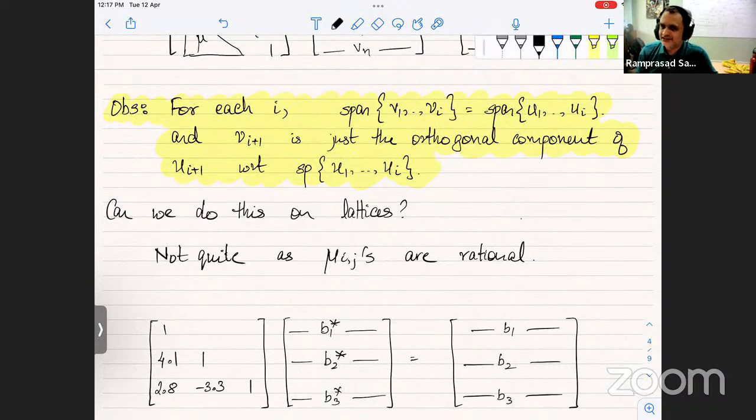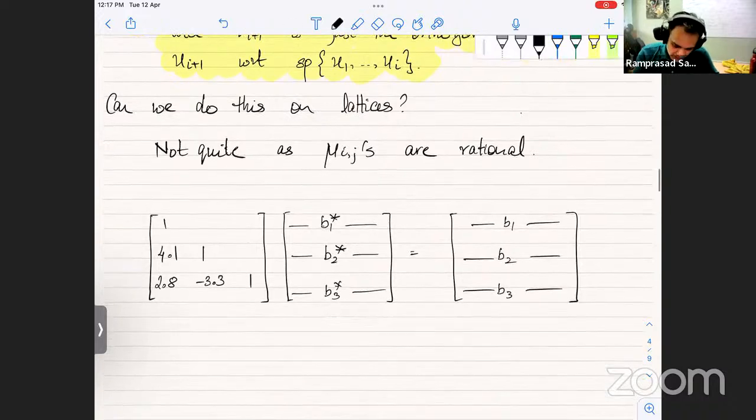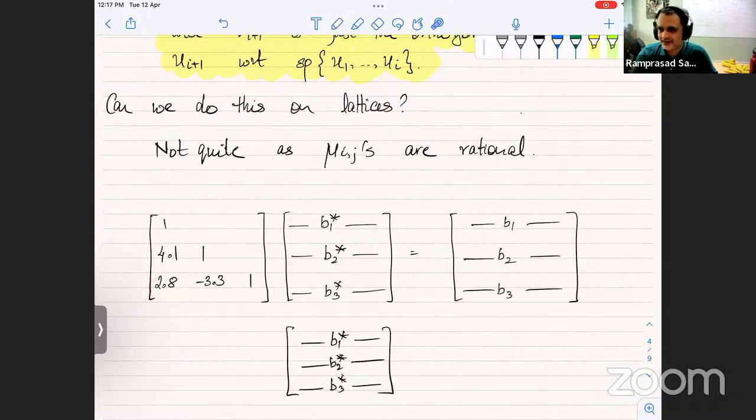This is called the rounded Gram-Schmidt process, but I'm just going to do this by an example and hope that should be clear. Okay, so here is the goal. So this is B1 star, B2 star, B3 star. I notice that there is a 2.8 here, and I want to round it off as much as possible. So what I will do is apply a matrix on both sides of this equation in the hope that this 2.8 becomes a smaller number.